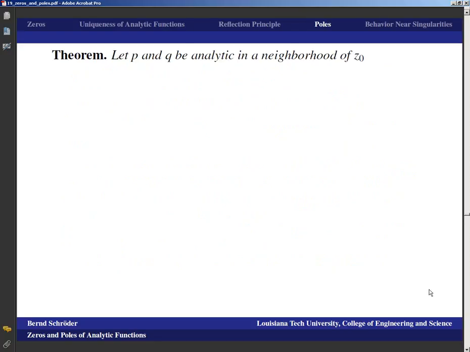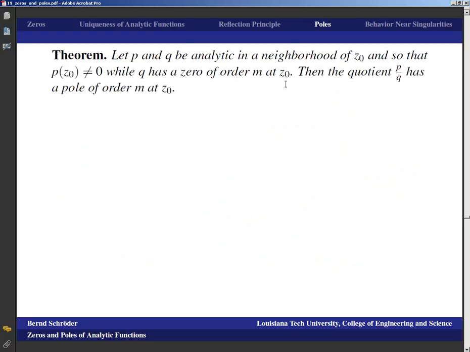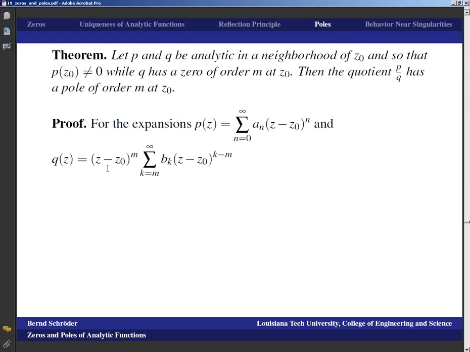Okay, now let's take a look at poles. If we've got analytic functions p and q that are analytic in a neighborhood of z0, p of z0 is not equal to 0 and q has a 0 of order m at z0, well then the quotient p over q has a pole of order m at z0. Proof is quite simple. The expansions p of z is the sum n equals 0 of a n times z minus z0 to the n, and q of z is z minus z0 to the m times the sum k equals m of bk times z minus z0 to the k minus m.